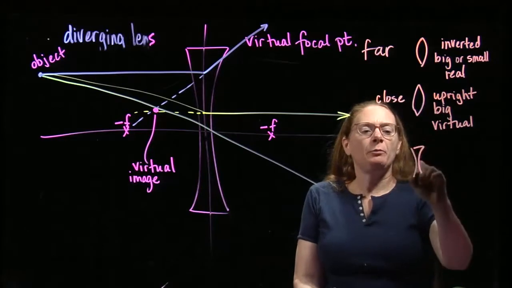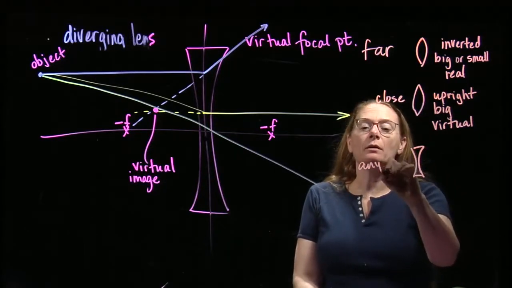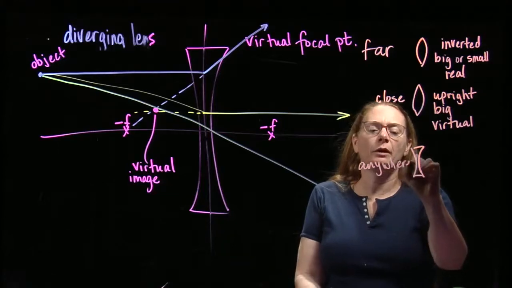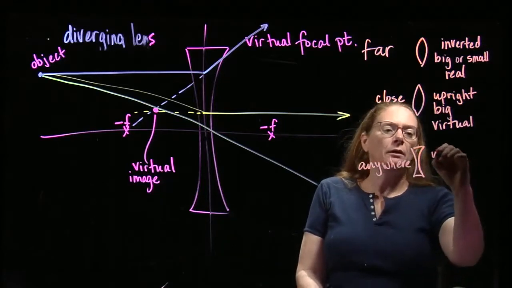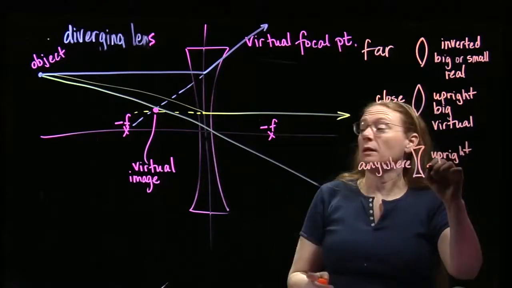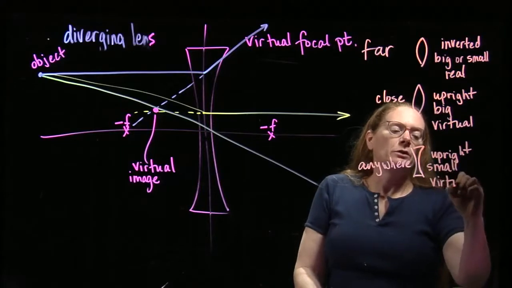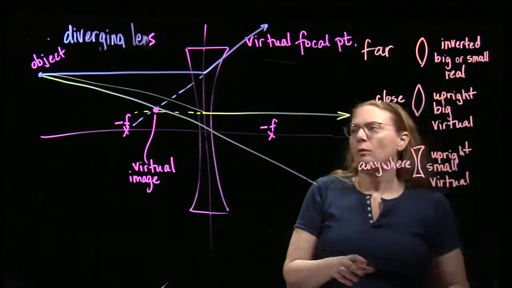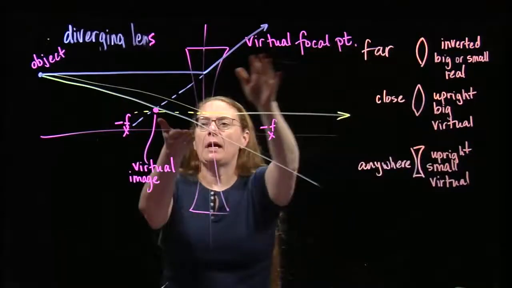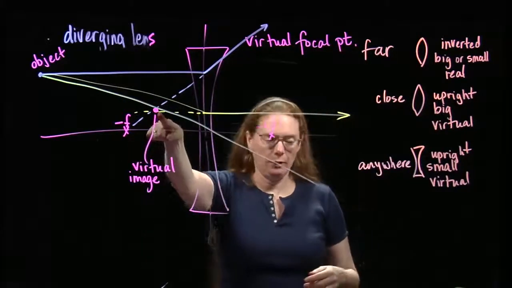The third type of image we can have is from a diverging lens, and we can be anywhere, it doesn't matter, anywhere in front of a diverging lens. We get an upright image. It is smaller, in this case much smaller, and it is also virtual. The light rays don't truly meet there. We get tricked into imagining that the image is here, that the light rays are coming from there.